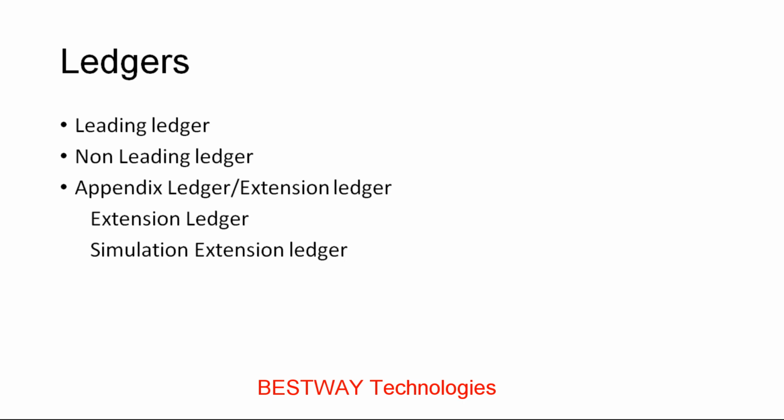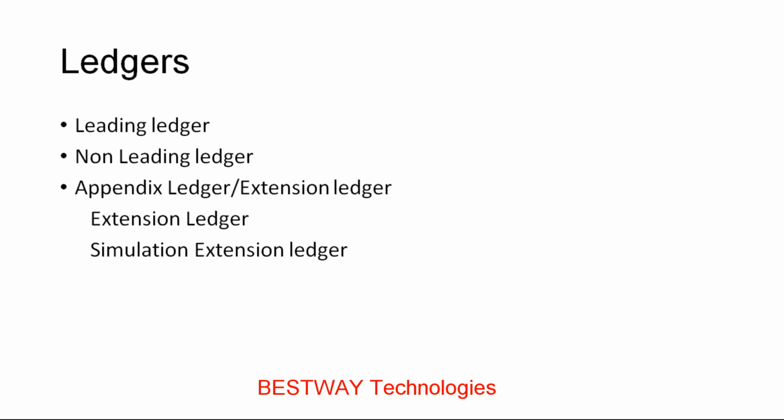With the introduction of the extension ledger, the number of non-leading ledgers is reduced. I will not say it replaces them; I will say it reduces the number of non-leading ledger implementations. How does it work? Implementing a non-leading ledger always requires a separate project which consumes 3 to 4 months. For example, I report in IFRS and local GAAP. Tomorrow I want to do another GAAP reporting. I would have to implement a non-leading ledger in ECC, which takes 3 to 4 months with extra project effort.